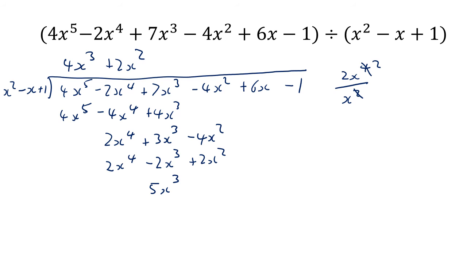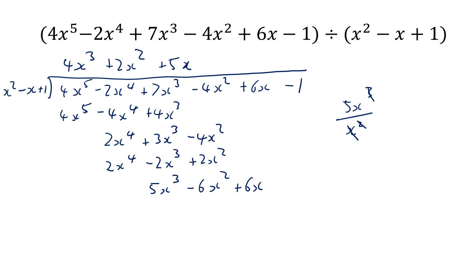Minus 4 minus 2 is minus 6. So you get minus 6x squared. We need to get a third term. So we bring this one down to here. So you get plus 6x. Now we got to get this one to match this one. So again, if you think about 5x cubed divided by x squared, cancel, cancel, all the x's disappear. So you end up with just plus 5x.